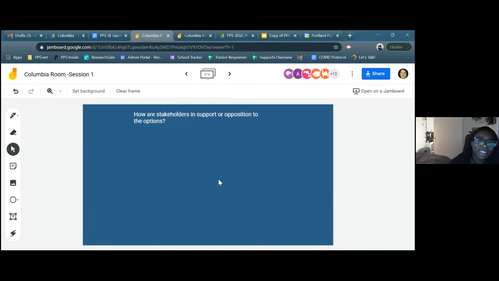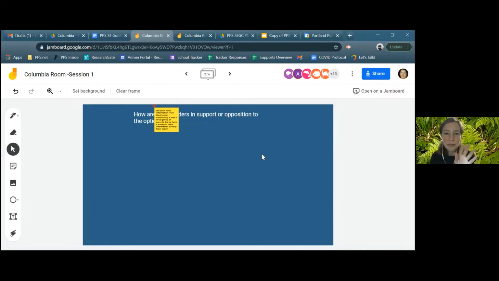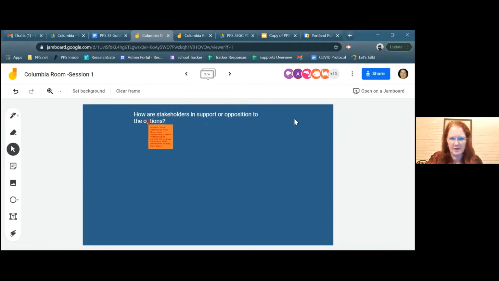And Kathleen, for stakeholders in slide 2, is that referring to us, to parent communities? Like, what does stakeholders mean? Yeah, that's a great question. And I'm not sure if they mean us, ourselves as the stakeholders, or how are you in support or opposition to the options? I don't know if we can speak for others, beyond the testimony that those of us who saw the board meeting heard.